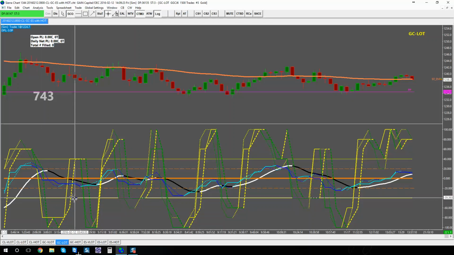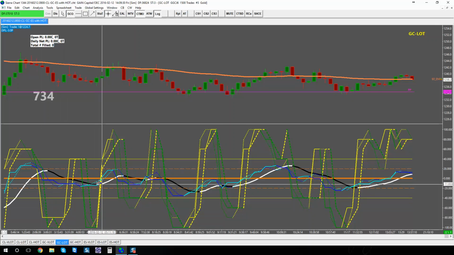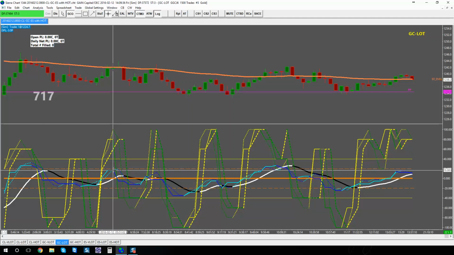Would we have taken this lift? No, we would not have taken this lift because the blue is in the wrong place. Would we have taken this lift? Yes, we might possibly have taken this lift and gotten out right there at the intersection of the blues.